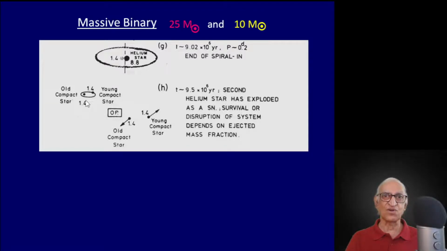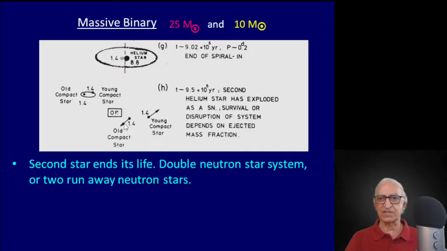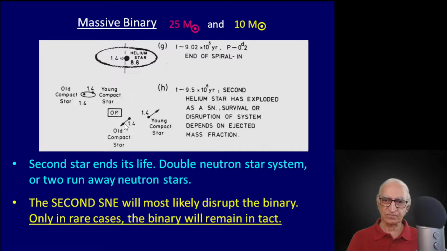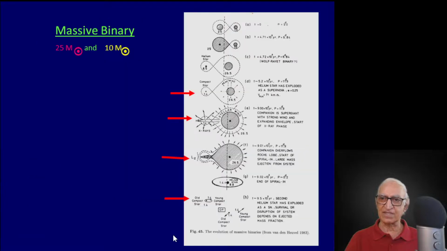But that is not the usual thing that you would expect. Usually you would expect 2 runaway neutron stars from a massive binary. The second supernova explosion will most likely disrupt the binary. Only in rare cases, the binary will remain intact.